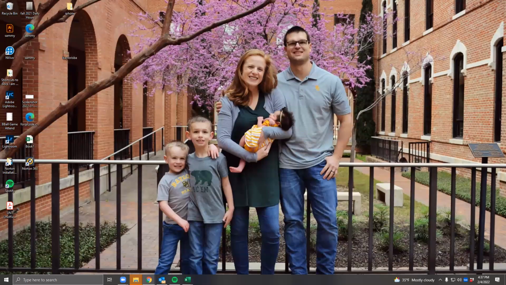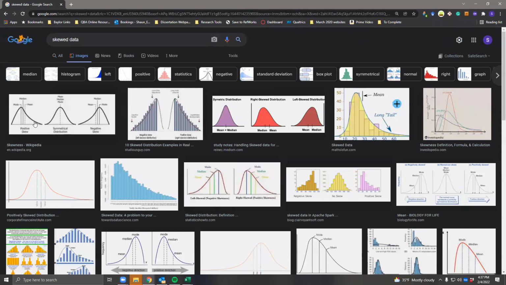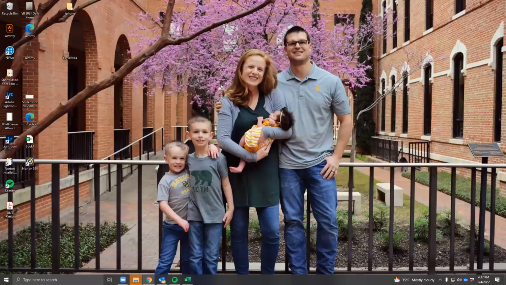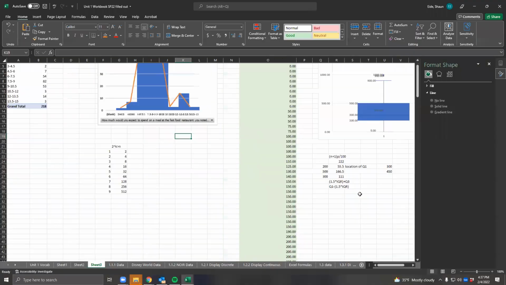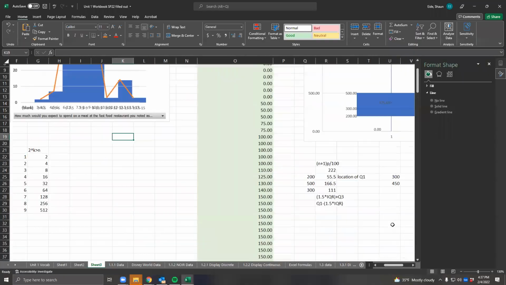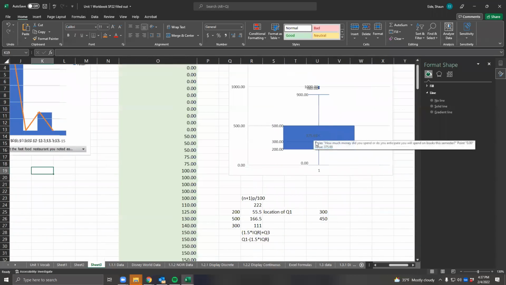And when you have skewed data, it looks like this. Let's Google skewed data images. And so you've got data that's positively skewed, negatively skewed, or symmetrical. The rule of thumb is when the mean is greater than the median, it's positively skewed. You can literally look at this chart right here and see the mean is greater than the median, so it's positively skewed.